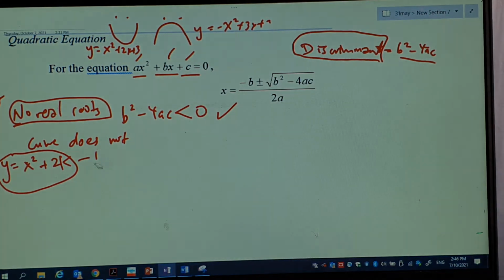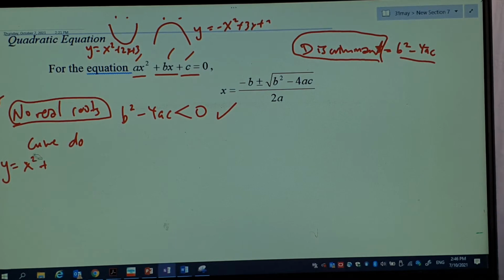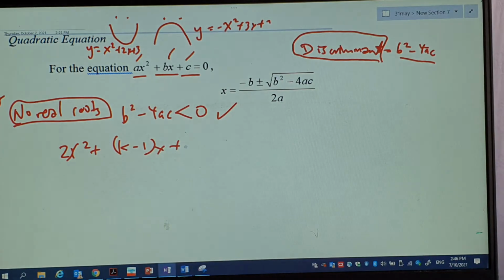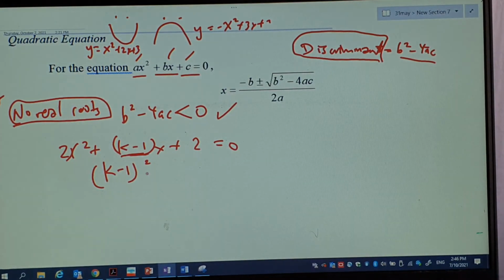Okay, I make things simple. Let's say you already substitute 1 into 2 already. Then you end up with this. Let's say 2x squared plus (k minus 1)x plus 2. This one, right? It's now in the form ax squared plus bx plus c. Then you will do b squared, this is b, minus 4ac.